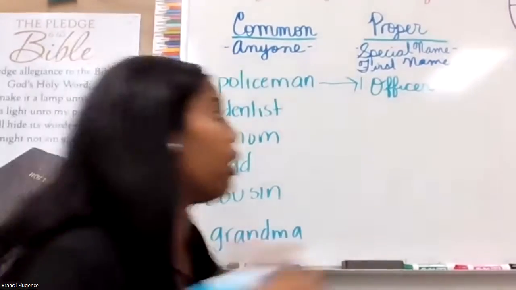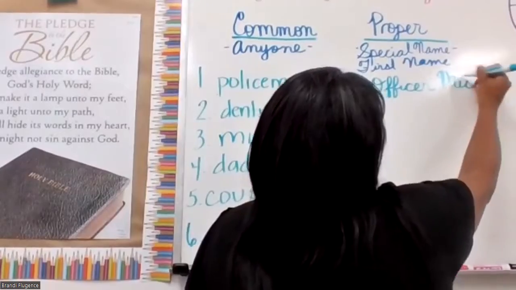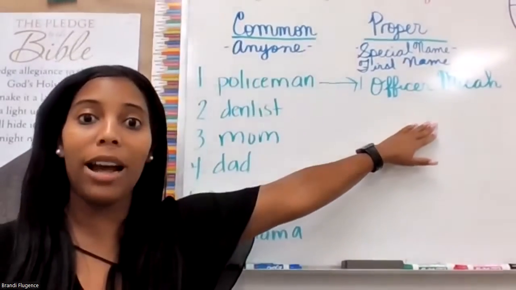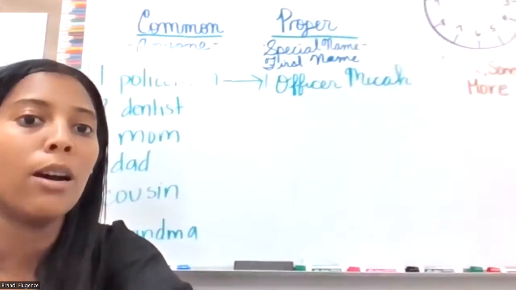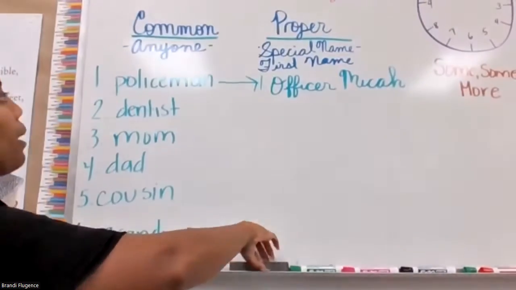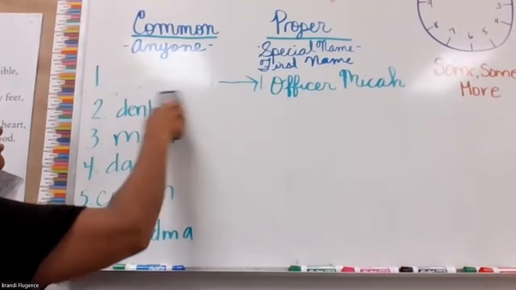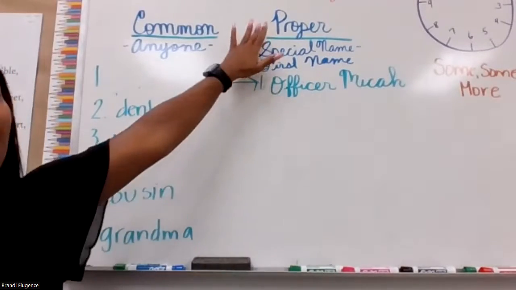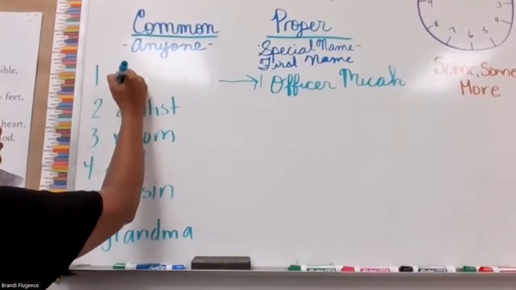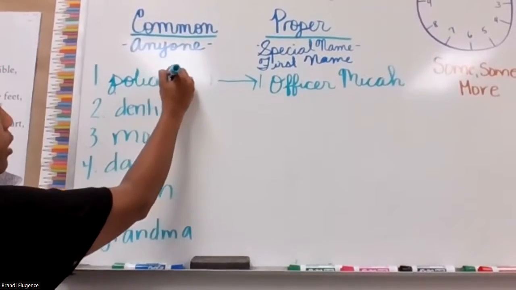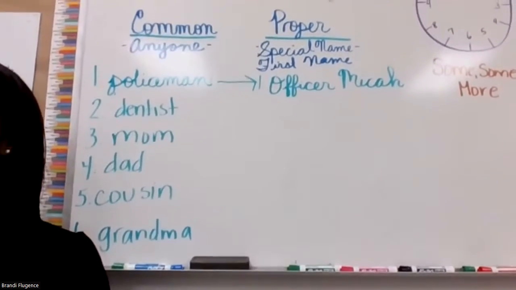Officer Michael. Oh, Officer Michael. Okay. So we just gave the officer a proper noun name because why? We named him. Now we are talking about a specific police officer. So when I said policeman, I could have been talking about anyone. But when I say Officer Micah, that is now a proper noun because I'm talking about a specific officer. I am talking about someone directly. Do you see that? You see that? What I'm talking about? Okay.